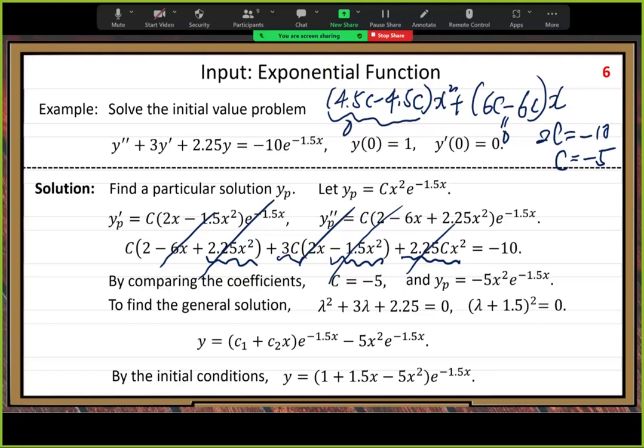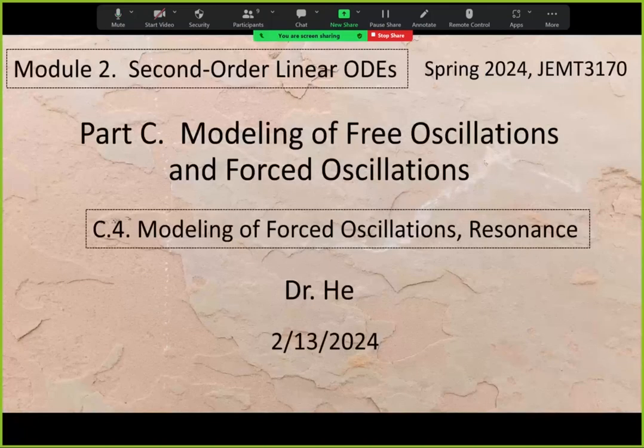Here the right-hand side function is an exponential function. For other functions, it's a similar idea, but the computation could be harder, especially for sine and cosine. So at least now you know how to work on these questions. All right. Next one.